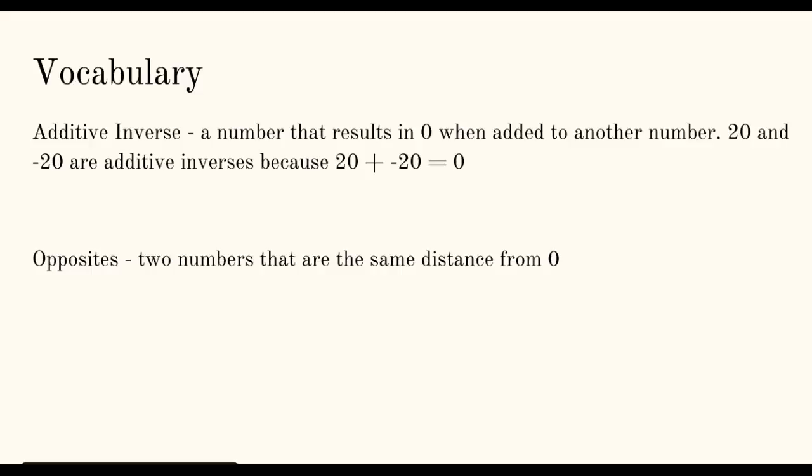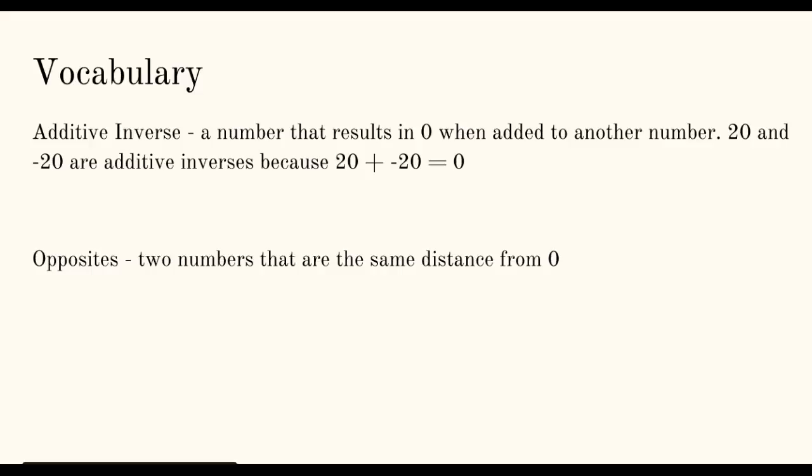The additive inverse, that's another important integer concept. A number that results in 0 when you add them together is the additive inverse. So my example here is 20 and -20 are additive inverses because 20 plus -20 equals 0. 132 and -132 are also additive inverses because when you add them together you get 0. So remember, you're dealing with an additive inverse when you add the two numbers together and your answer to the problem is 0.